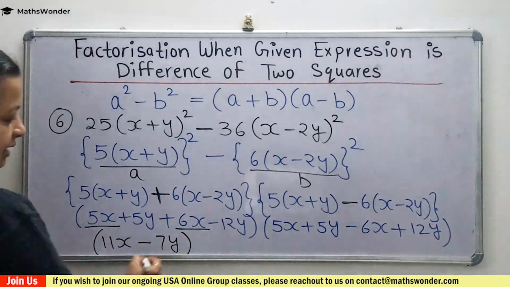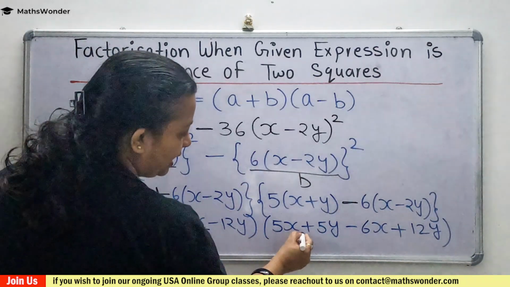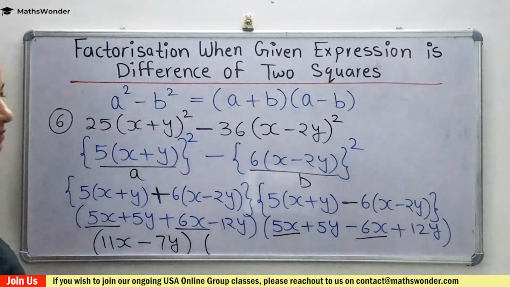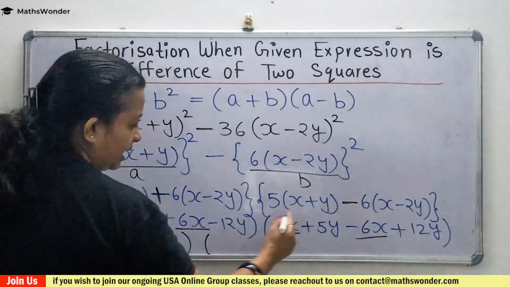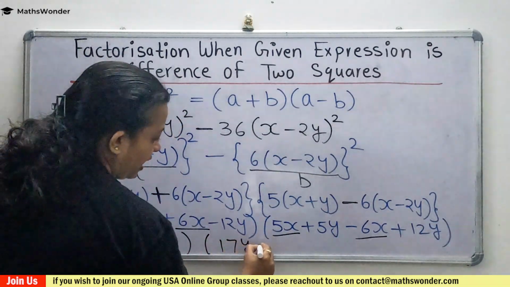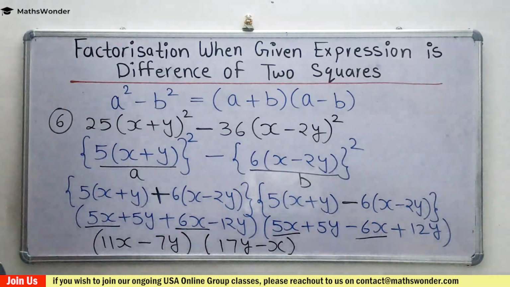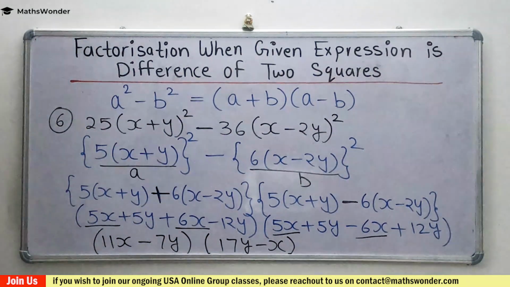Now this part is done. Come to the next part. 5x minus 6x will be minus x. 12y plus 5y is 17y. So 17y minus x. This is your final answer. It looks complicated but it's very easy.